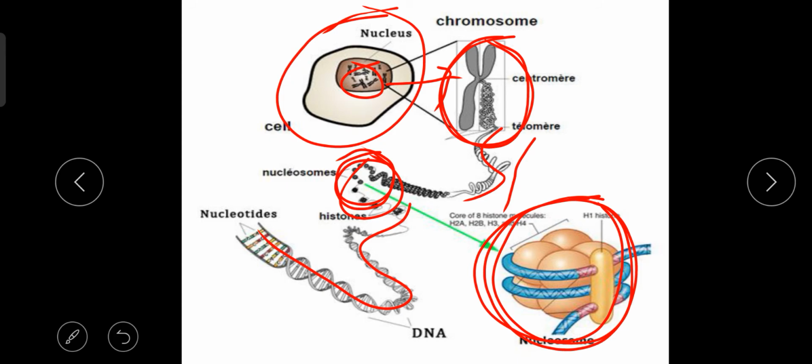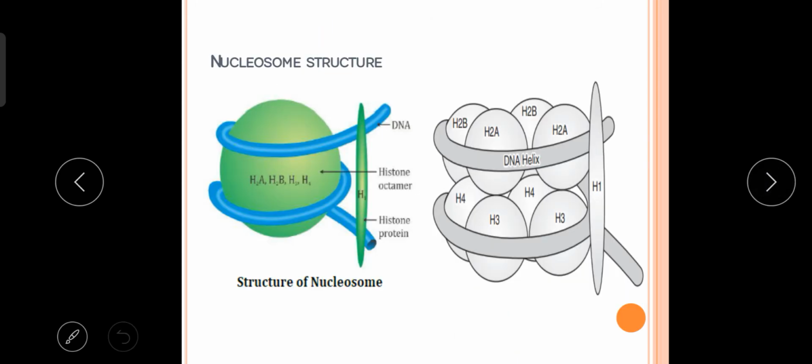Now move to the next one. Here, see the structure of the nucleosome. I have already told you that the nucleosome consists of histone protein and DNA. So how many histone proteins are present in the core, the center part of the nucleosome? Here, see, this round ball is the center part, also called the core part.